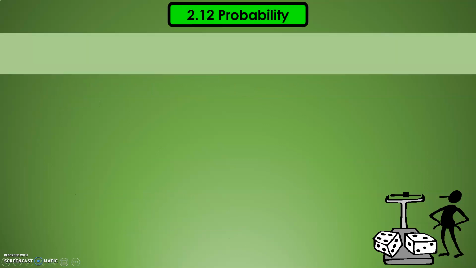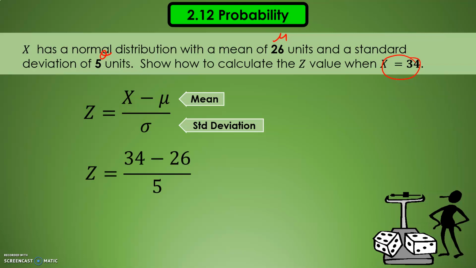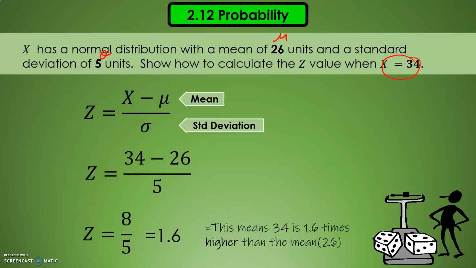All right, so here we've got a problem of trying to find the Z value from a real X value. So we've got X, we've got the mean, we've got the standard deviation. So what we can do is replace those values. We replace the mean and the standard deviation, and we end up with this calculation. So 34 take away 26 becomes 8, divided by 5, which is 1.6. So this value means that 34 is 1.6 standard deviations higher than the mean of 26.